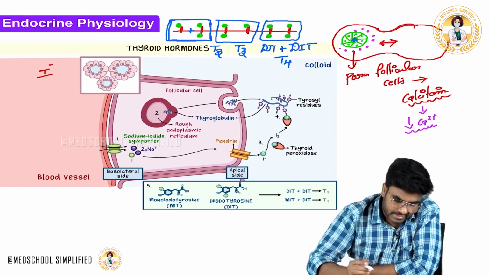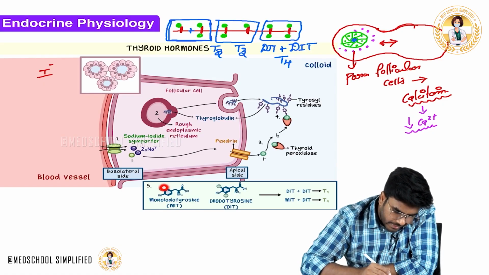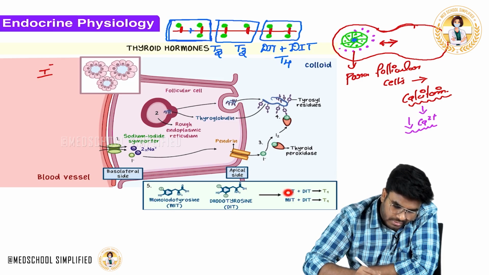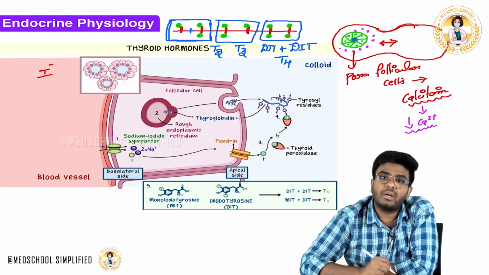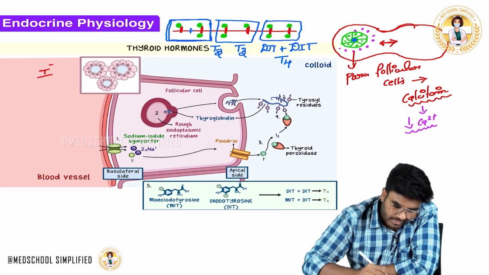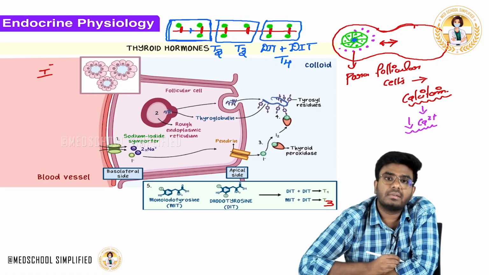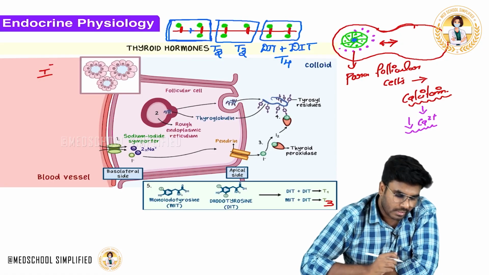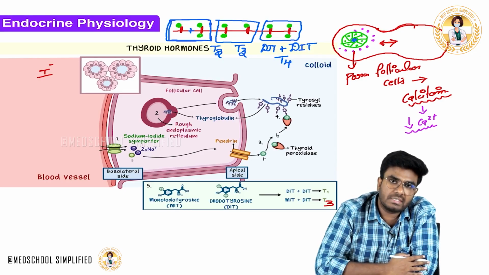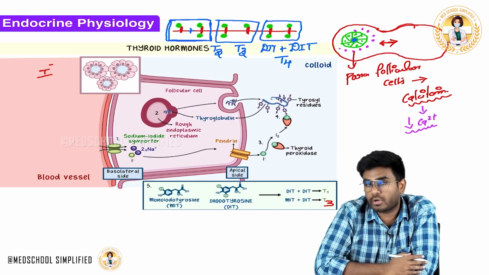diiodotyrosine, MIT plus DIT. See here, MIT means only one iodine is there. Diiodotyrosine, DIT, means two iodines are there. If one DIT molecule fuses with another DIT, 2 plus 2, 4, it forms tetraiodotyrosine. If one MIT molecule fuses with a DIT, it will yield T3, triiodothyronine. So this is how the thyroid hormones are synthesized, and the important enzyme is thyroid peroxidase.